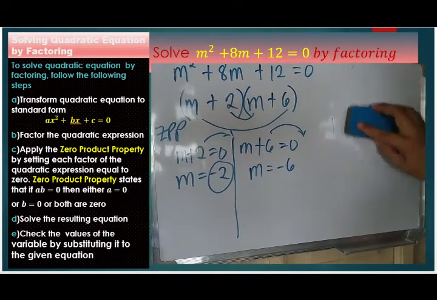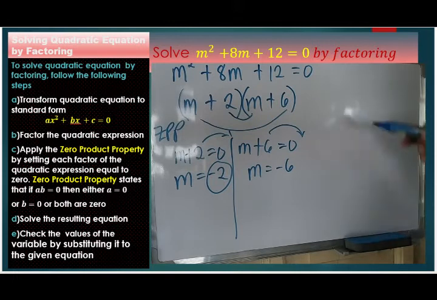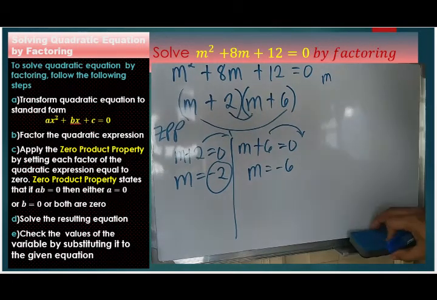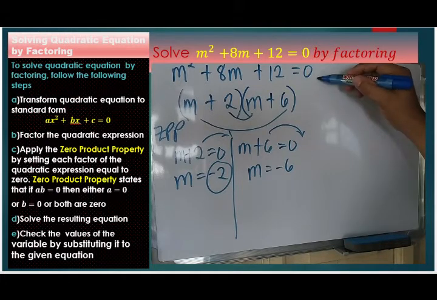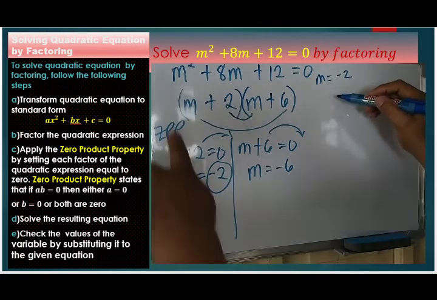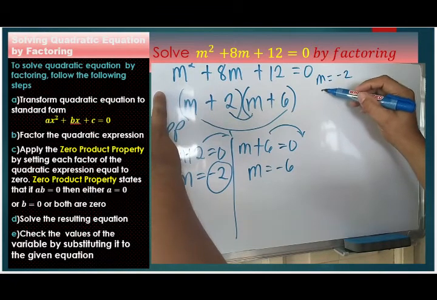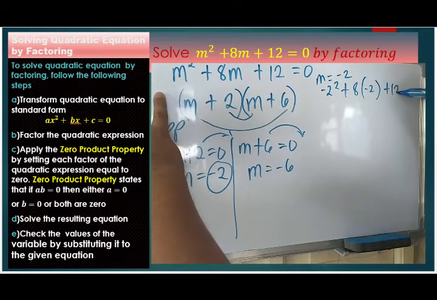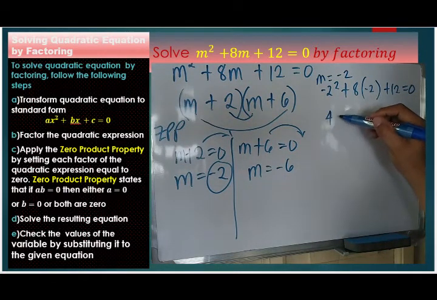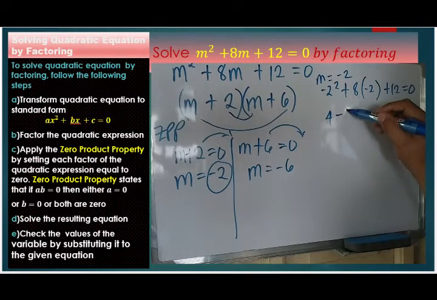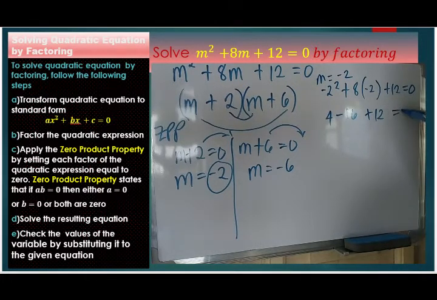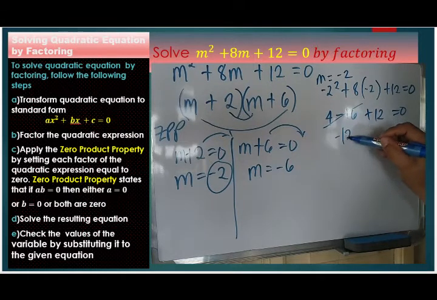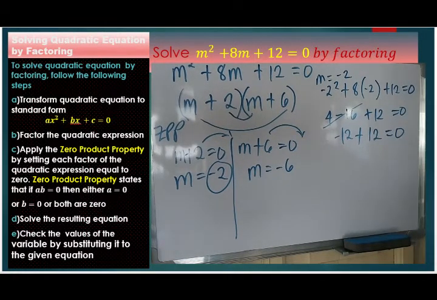Let's do the checking. Let us write the equation again. Let's say if m is equal to negative 2, then we have negative 2 squared plus 8 times negative 2 plus 12 is equal to 0. This is now 4 minus 8 times 2, 16, plus 12 is equal to 0. That is negative 12 plus 12 is equal to 0. Therefore, you have 0 is equal to 0, so this solution or root is correct.